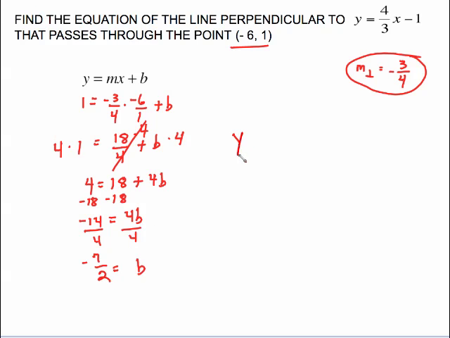So my equation is y equals the slope I used, the negative 3/4 x, plus negative 7/2 or minus 7/2, that doesn't matter. If you want to check, put negative 6 in for x, put 1 in for y, and you'll see that it's going to work.